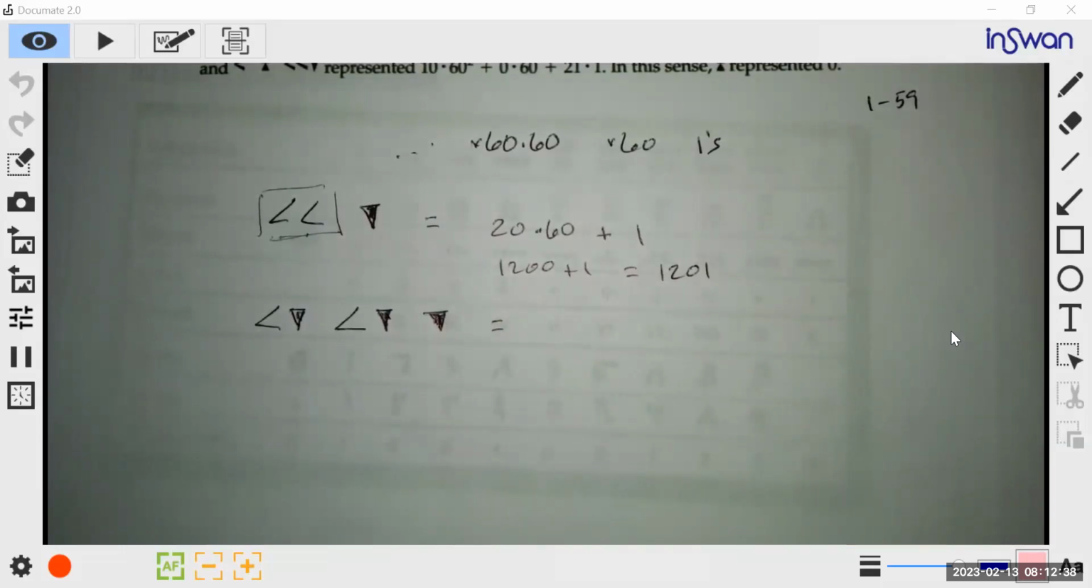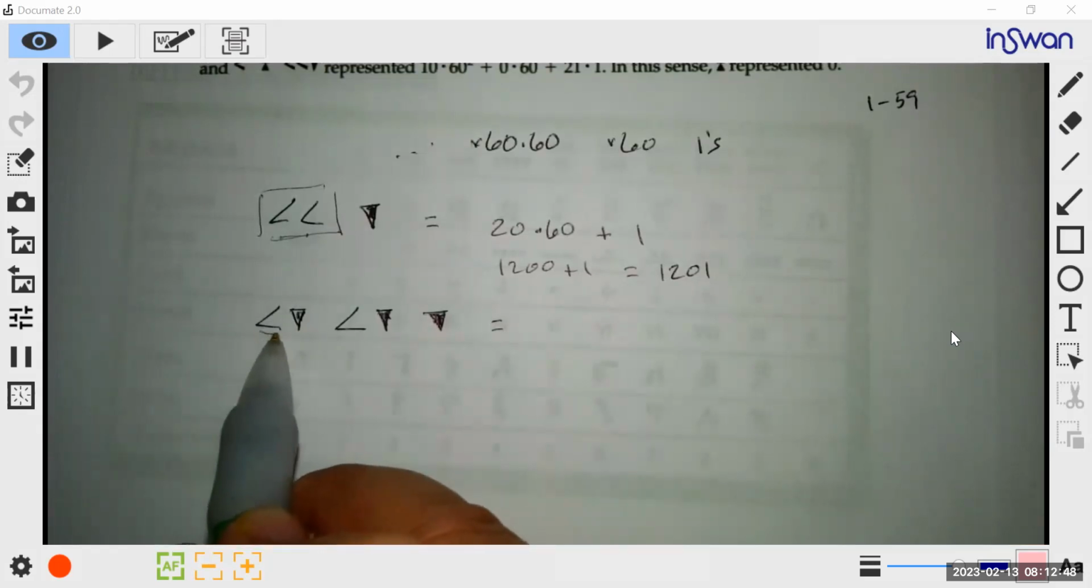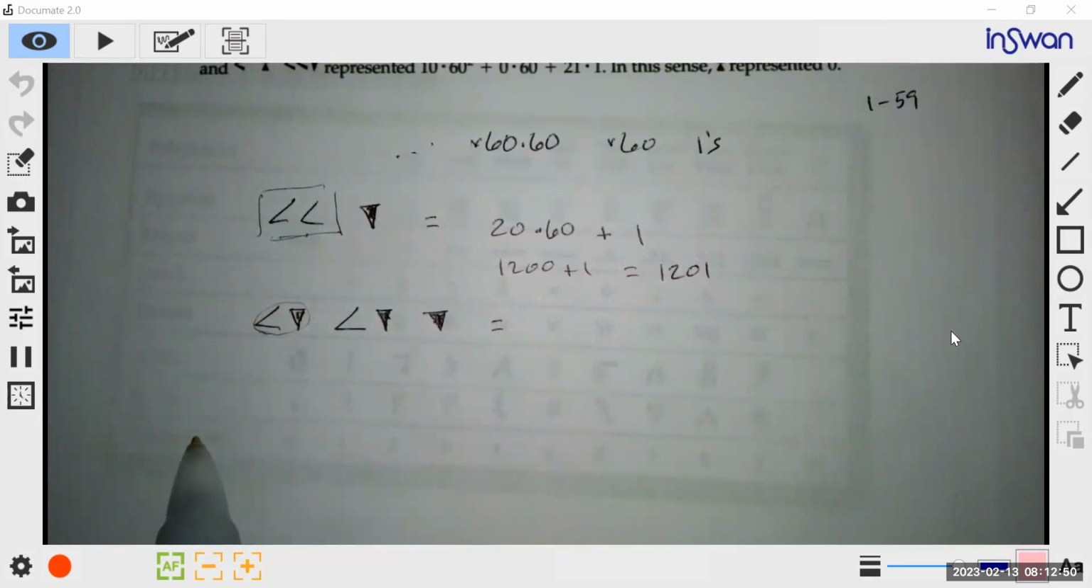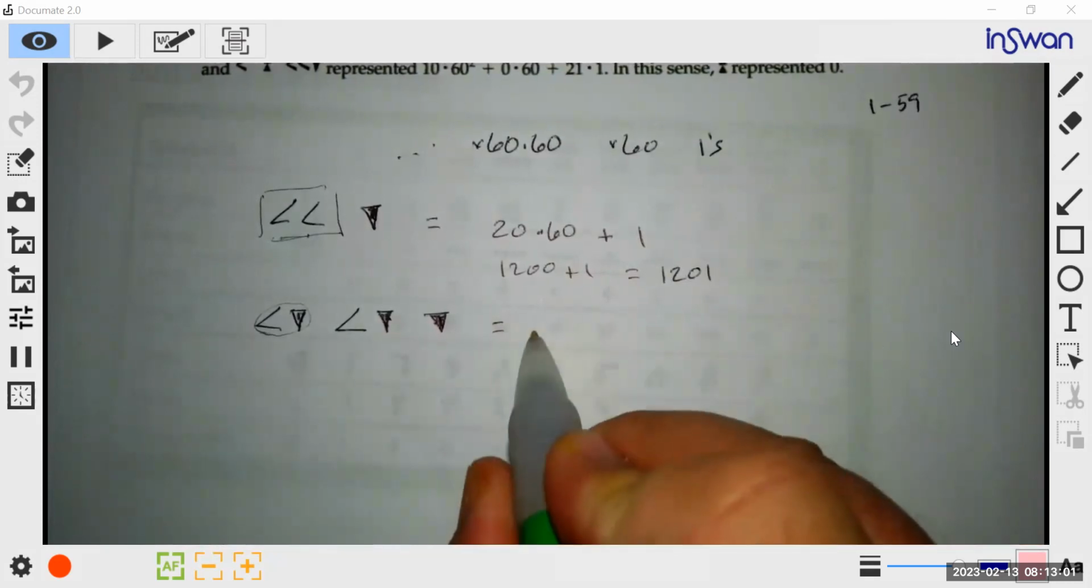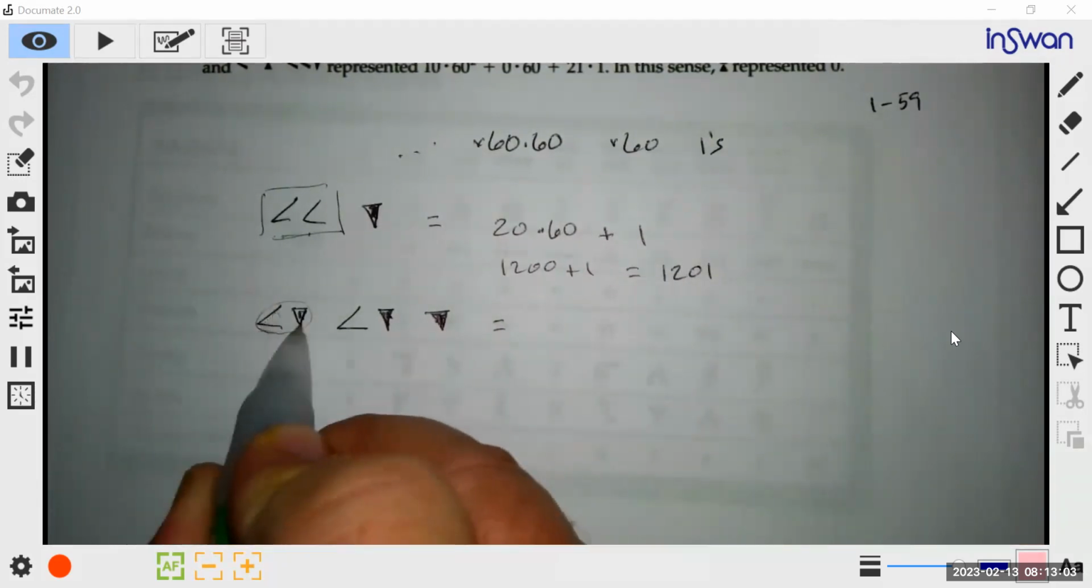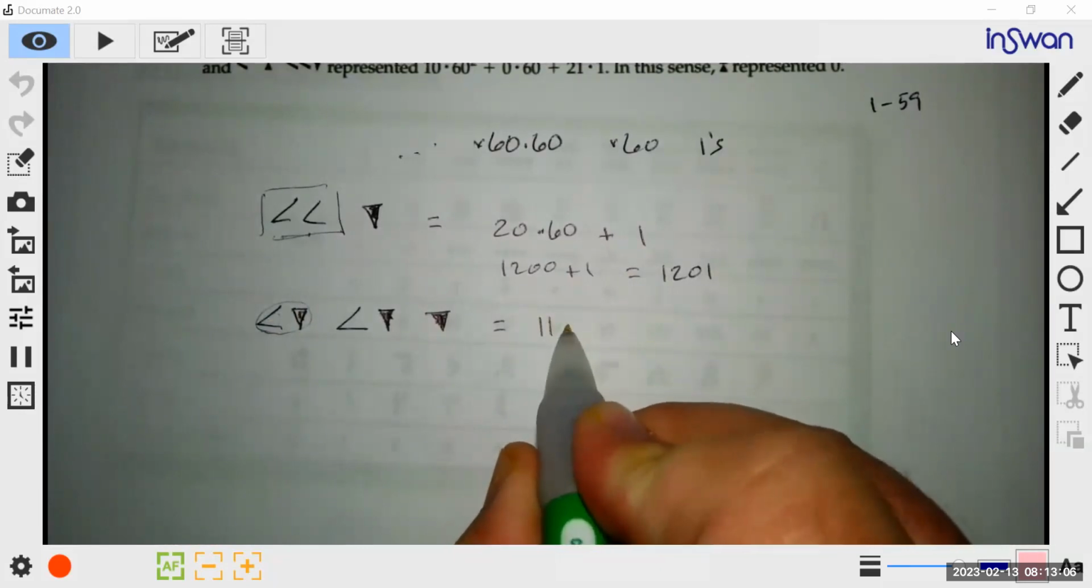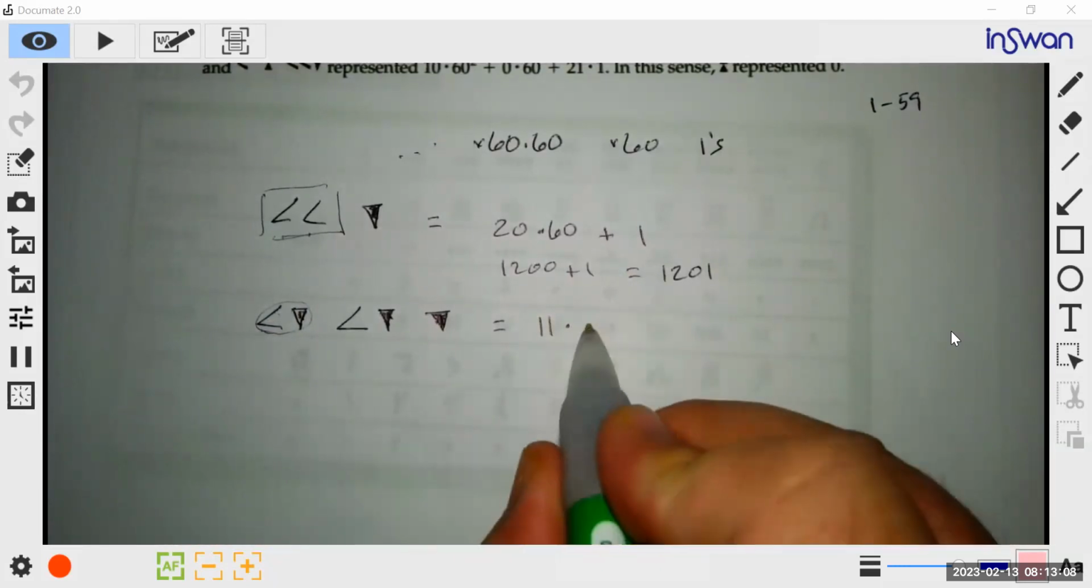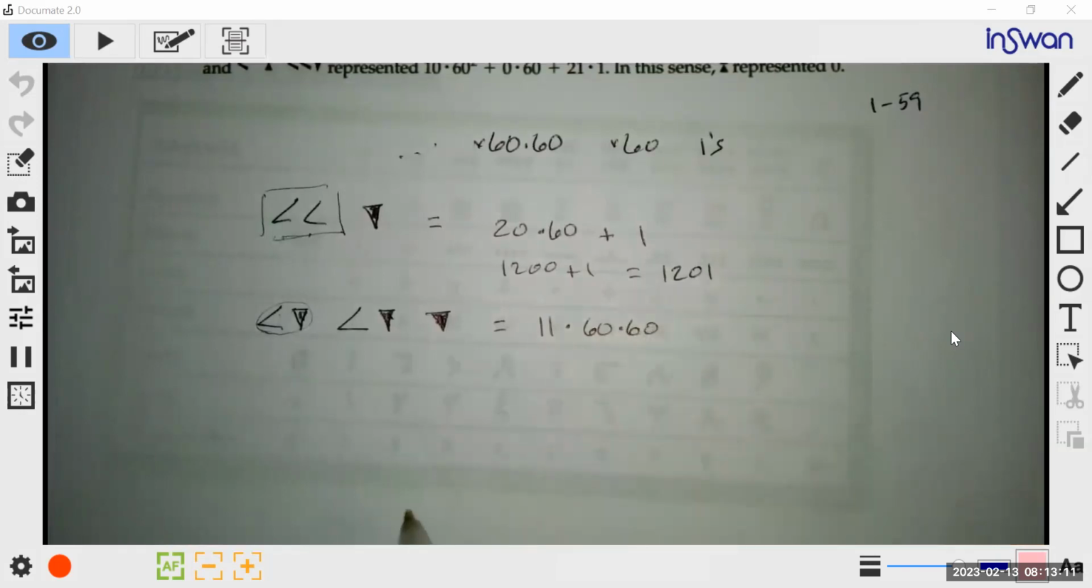What number does that represent? What number is this? Look at your notes. You should have written down the system. Yep, very good. It's 11. It's a 10 plus a 1. So it's 11, but it's times what number? 60 times 60, because this is in the third location.